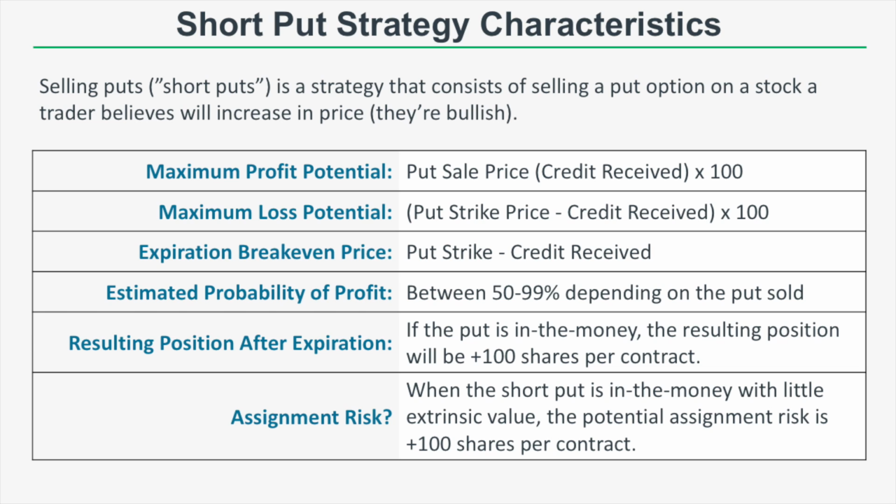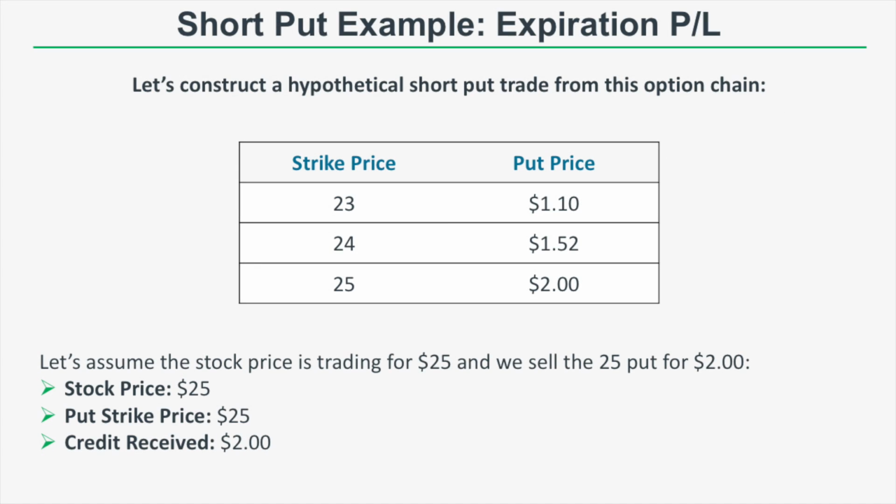Now, in regards to assignment risk, there is potential for early assignment since you are short a put. So if the short put is in the money, you're at risk of being assigned 100 shares of long stock per put contract. Now, a short put assignment is only really going to happen if that short put has very little extrinsic value left.